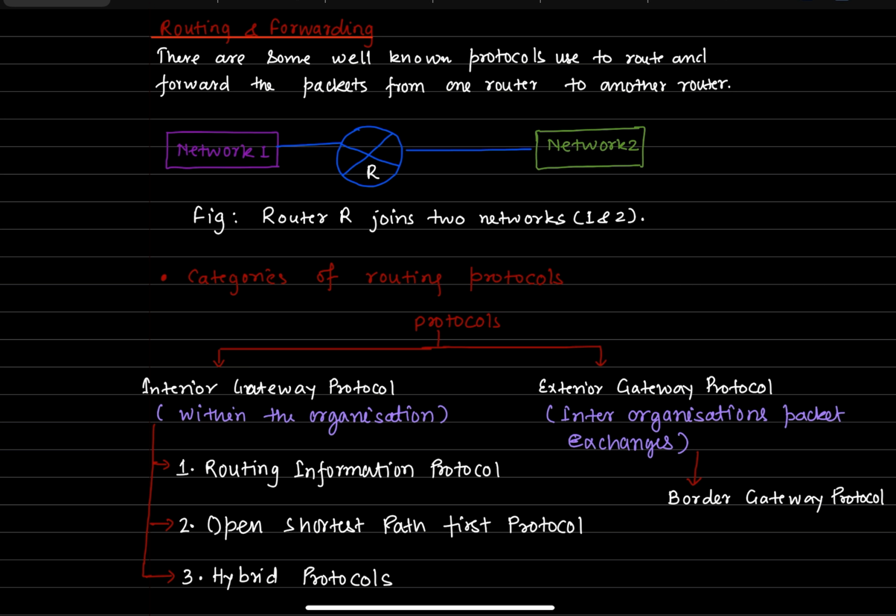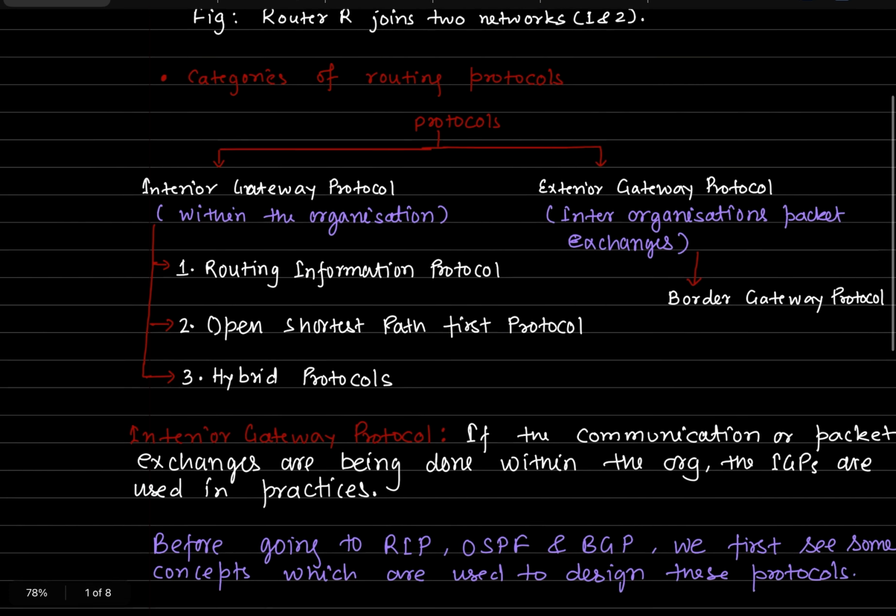Suppose we have a router, as you can see over here. The router is connecting two networks, network 1 and network 2. The router takes a packet from one network and forwards it to another network with the help of forwarding tables. That is the process we call forwarding, right?